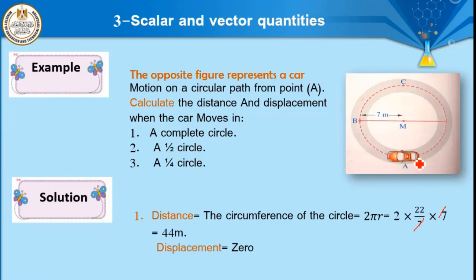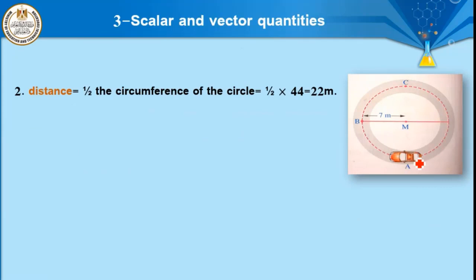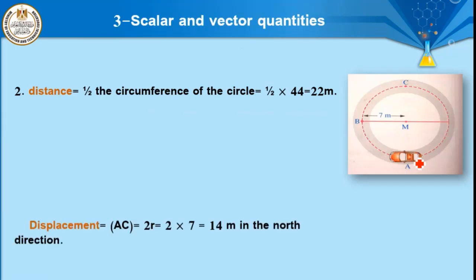Second case, when the car covers the half circle. Excellent, my students. In this case, you find the distance covered by the object is half the circumference. So distance equals half multiplied by the circumference, equals half multiplied by 44, equals 22 meters.